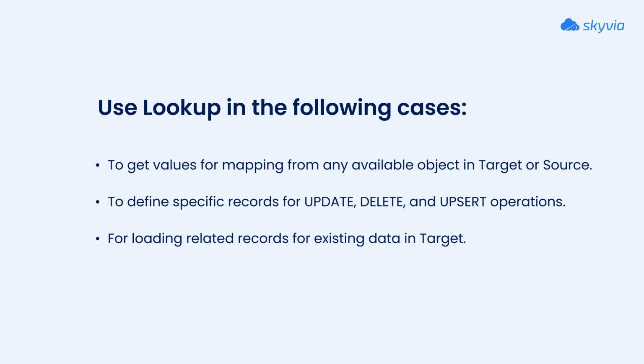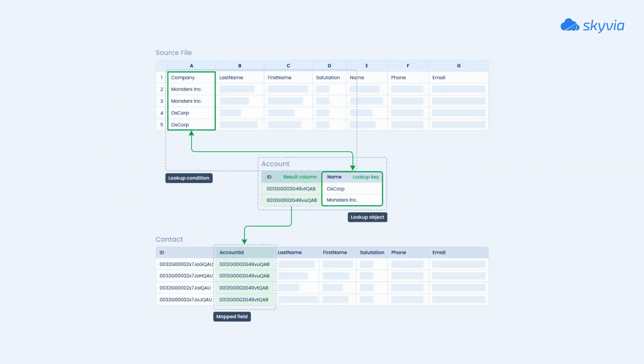Lookup mapping works the following way. Skyvia queries a lookup object for every source record and checks if the lookup key matches the specified condition. If Skyvia finds a matching record, it maps the needed field value to the target field. Skyvia supports two types of lookup mapping, source and target lookup. Source lookup retrieves a value from a record in the source object, while target lookup retrieves a value from a record in the target object.